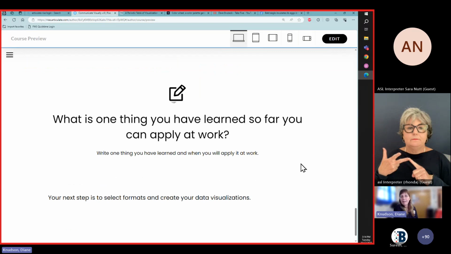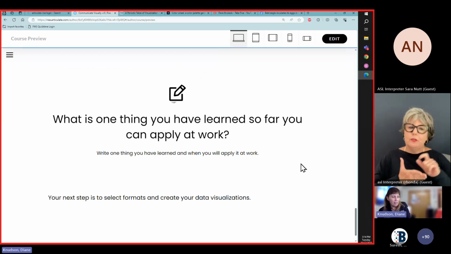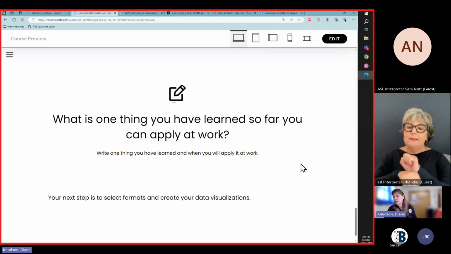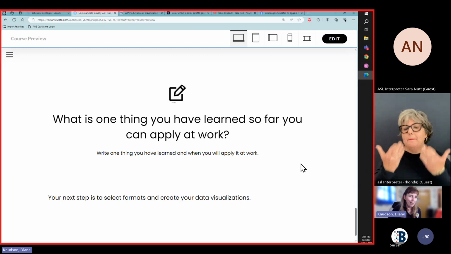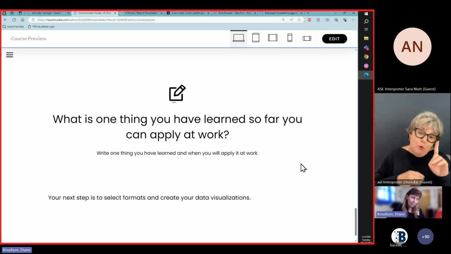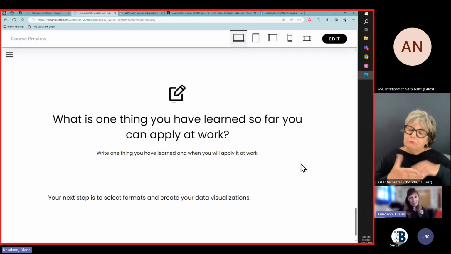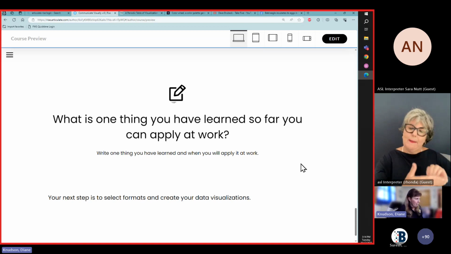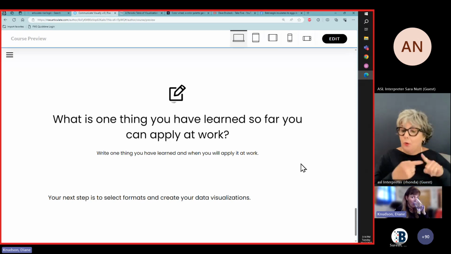So now I'd like to take a minute and ask you to write one thing that you've learned so far that you could apply at work. Make it like an action item for yourself. It can be more than one item if you like, but I'd like you to take one thing that you've learned so far and write down when you're going to apply it.